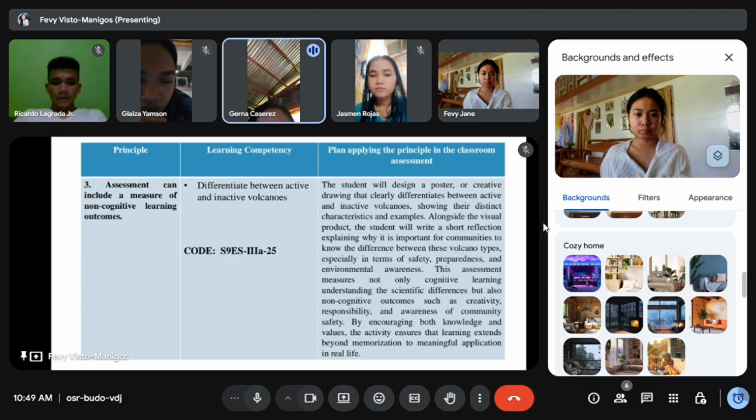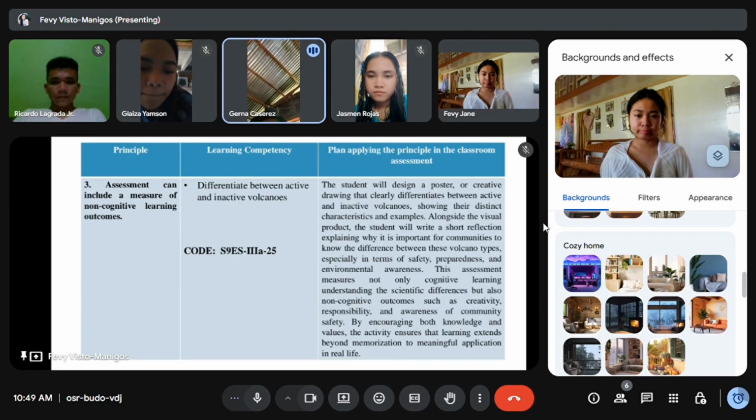the student will design a poster or creative drawing that clearly differentiates between active and inactive volcanoes, showing their distinct characteristics and examples. Alongside the visual product, the student will write a short reflection explaining why it is important for communities to know the difference between these volcano types, especially in terms of safety, preparedness, and environmental awareness.